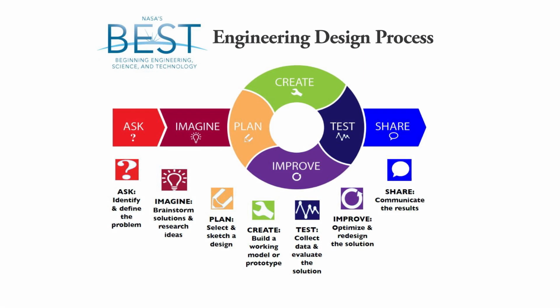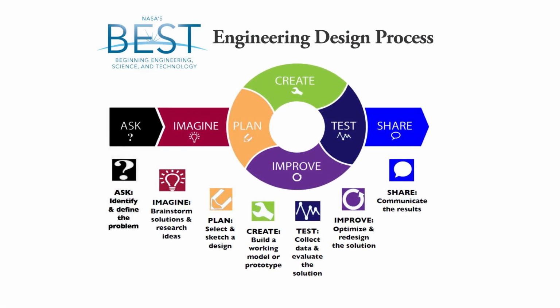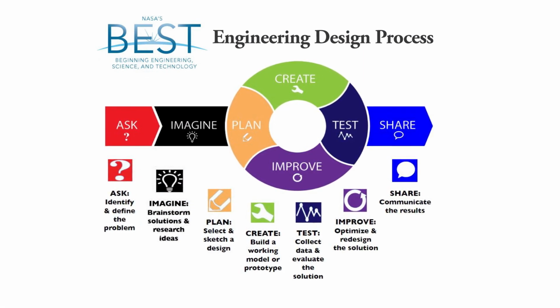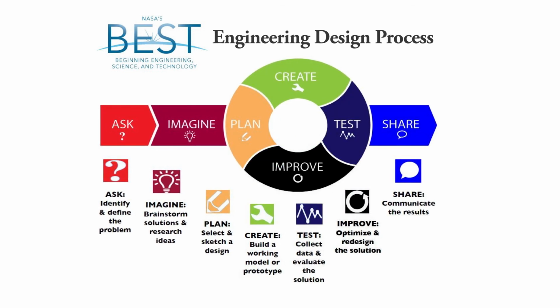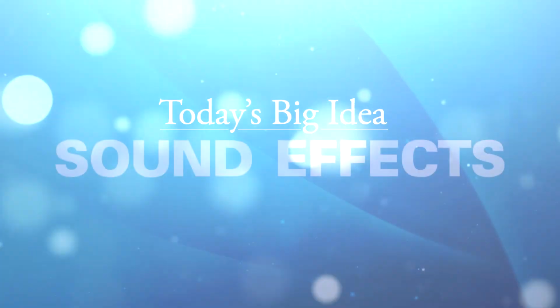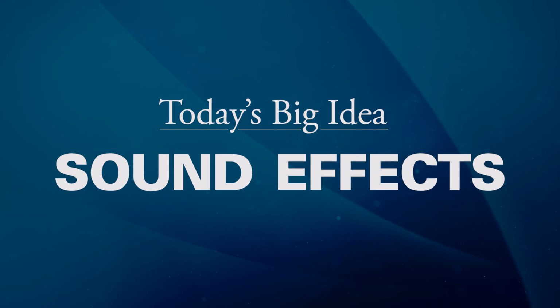In using the engineering design process, use a systematic step-by-step way to choose one option at a time, so that as you explore today's big idea about sound effects, you can find ways to both amplify and reduce volume.